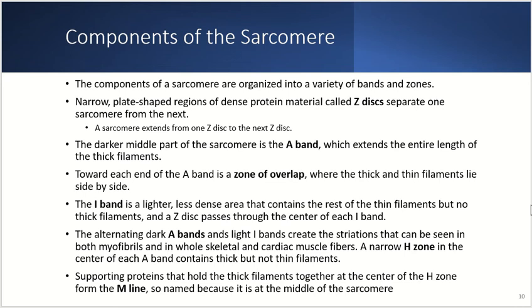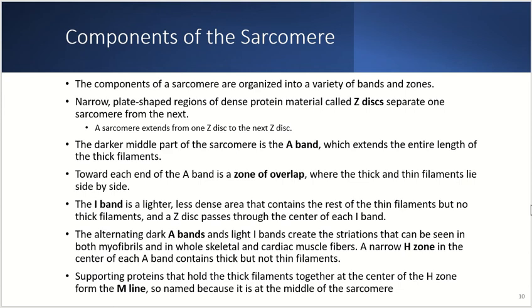So for starters, the components of a sarcomere are organized into a variety of bands and zones. The narrow plate-shaped region of dense protein material called a Z-disc separates one sarcomere from the next, so a sarcomere extends from one Z-disc to the next Z-disc. The darker middle part of the sarcomere is the A band, and this extends the entire length of the thick filament. Towards each end of the A band is the zone of overlap, where the thick and thin filaments lie side by side.